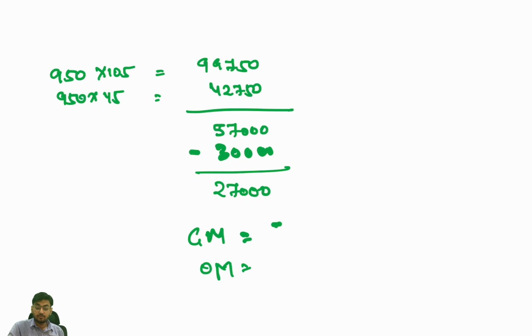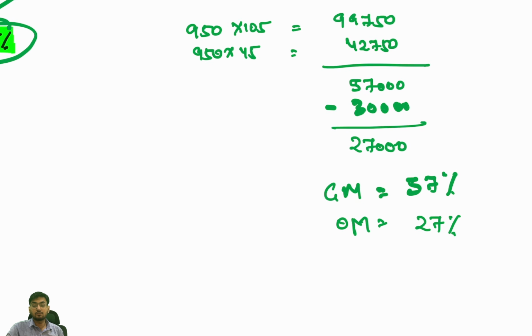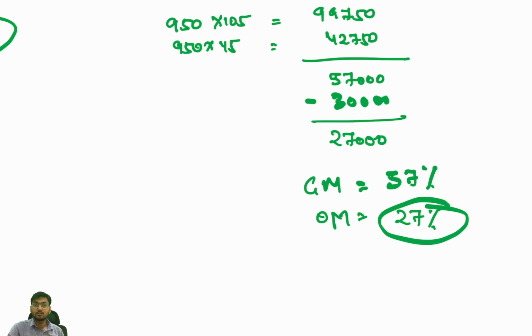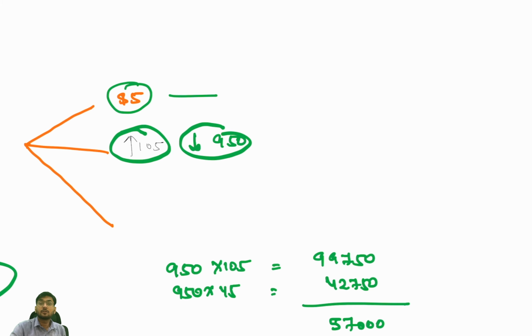In this situation, 57% and 27%. So you see that your gross margin remains the same, but your operating margin has reduced. Clear? So till now we have seen two scenarios: where I have increased the price and the number of units sold remain the same, and where I have increased the price and the number of units sold have actually reduced.